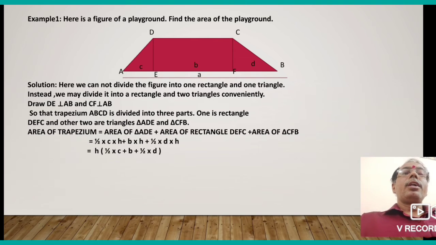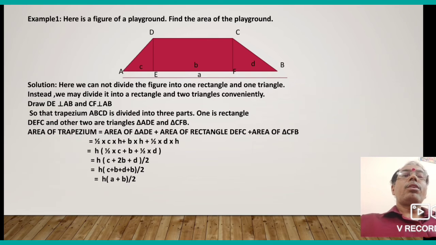So on simplification we get h times of 1 by 2 into C plus B plus 1 by 2 into D. So on simplification we get h times of C plus 2B plus D by 2. But 2B can be written as B plus B, then we can rearrange them: h times of C plus B plus D plus B. So actually C plus B plus D, this whole thing is equated to A. So that's why h times of A plus B by 2. So like this also we get the area of a trapezium formula. Okay, so just do these examples perfectly and don't forget this formula.